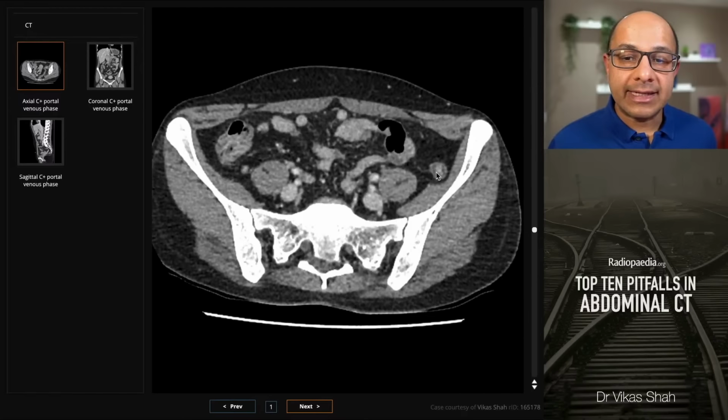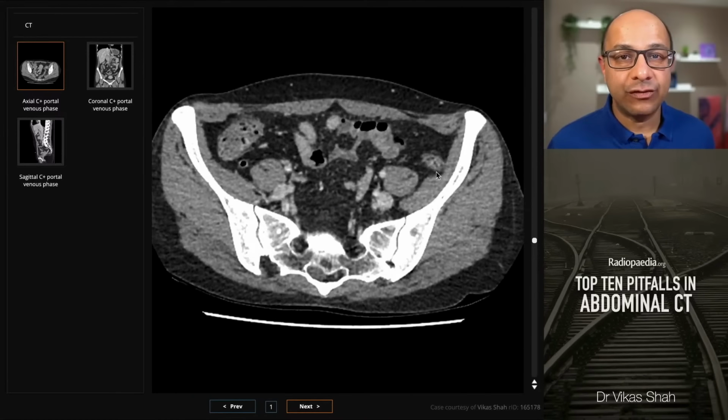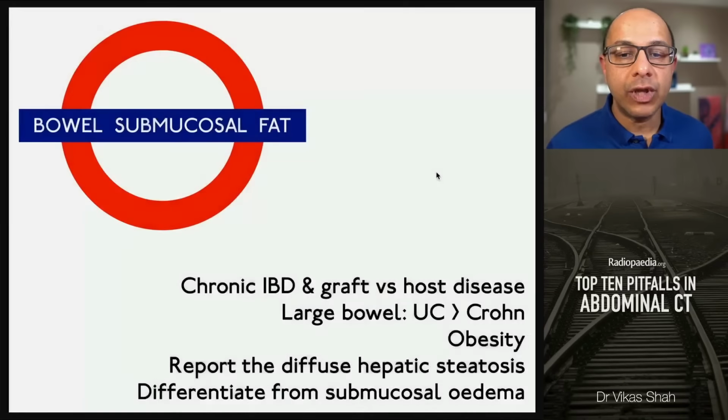And the reason is that this is a commonly seen incidental finding in a significant proportion of patients. So whilst we know there is an association with chronic inflammatory bowel disease and sometimes also graft versus host disease, there was a good study that found that when they examined patients who had no bowel symptoms, 21% of patients had this sign, and there was a strong association with obesity. So this should be considered almost as an incidental finding.